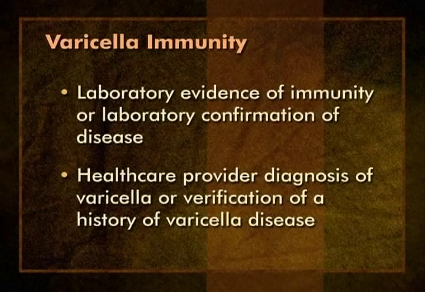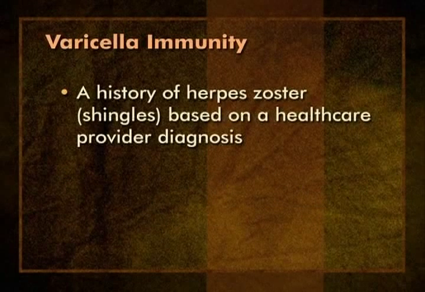The fourth criterion is a healthcare provider diagnosis of varicella or verification of history of varicella disease. Verification means that a healthcare provider may retrospectively diagnose chickenpox based on the history provided by a patient or parent. The last criterion for evidence of immunity is a history of herpes zoster or shingles based on a healthcare provider diagnosis. A person needs to fit only one of these criteria to be considered immune to varicella.